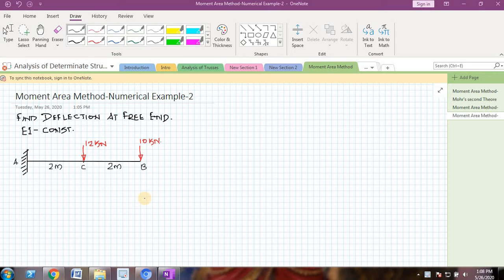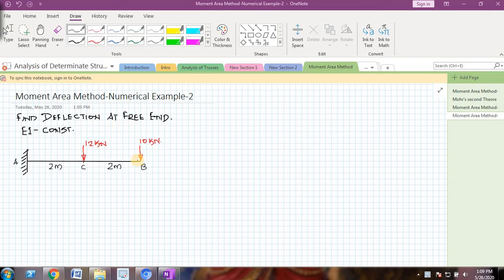So we are in the series of videos on moment theorem method to find the slope and deflection at any point on the beam. In the previous videos I have already explained the concept of Moore's first and second theorem, and I took one simple numerical example in my previous video, that is the second video of this playlist, to explain how to find the slope and deflection at a point. We'll take one more cantilever beam here and find out the slope and deflection at a particular point.